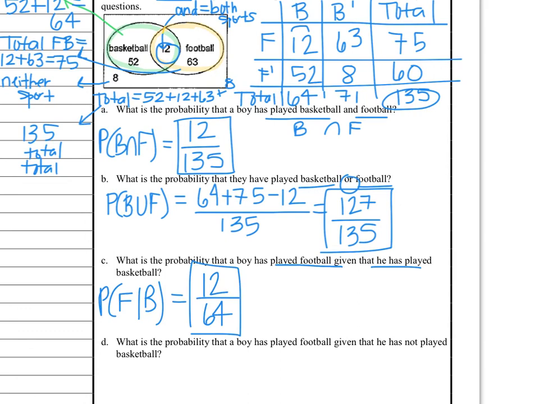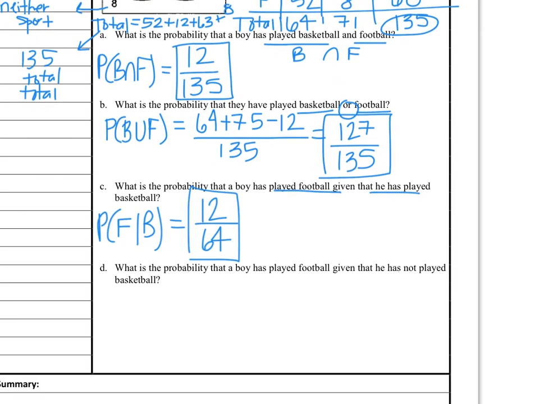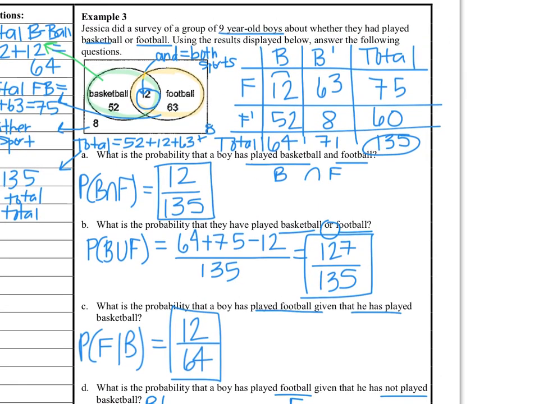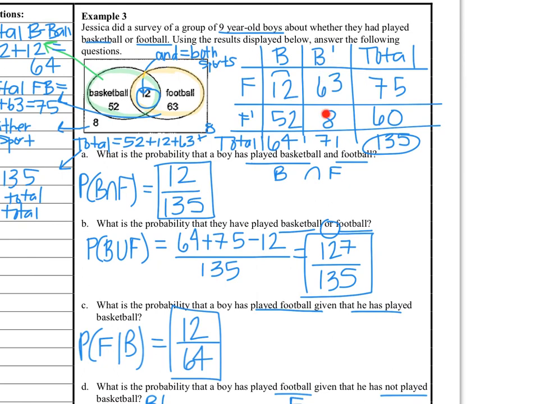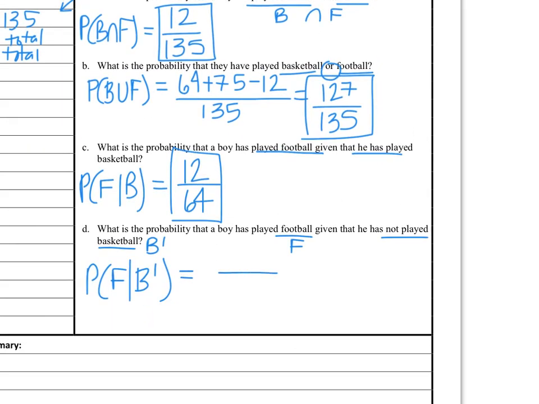Okay. And then our last one is, what is the probability that a boy has played football given that he has not played basketball? So B prime. So probability of football given that he has not played basketball. So looking at the row or column for B prime, down here at the bottom, 71 have not played basketball. So that goes on the bottom. So we get 71. And then of those guys, how many played football? Well, if you look back up at your chart, 63 in that column out of the 71 have not played basketball.